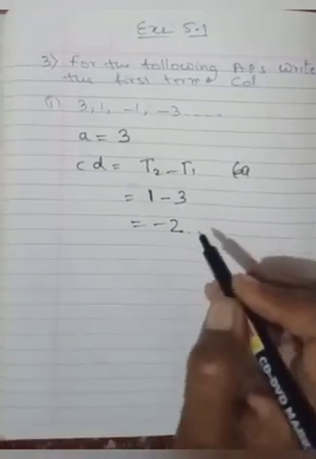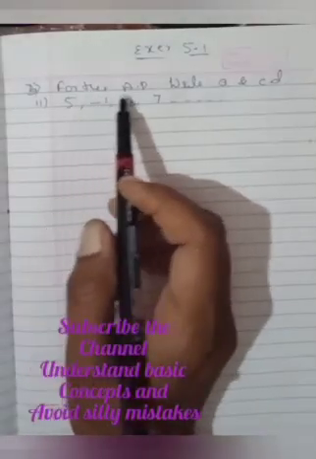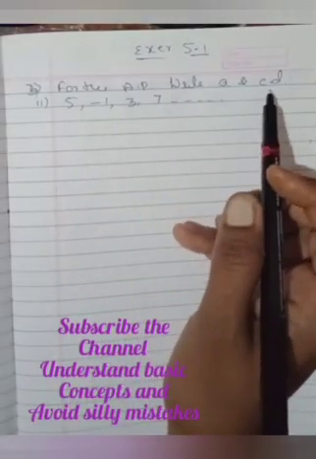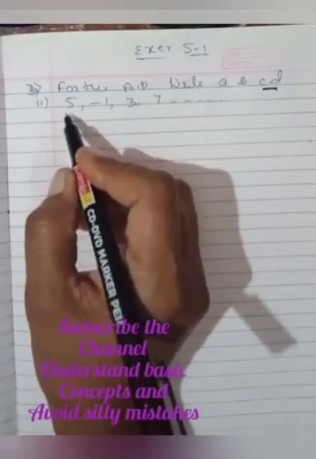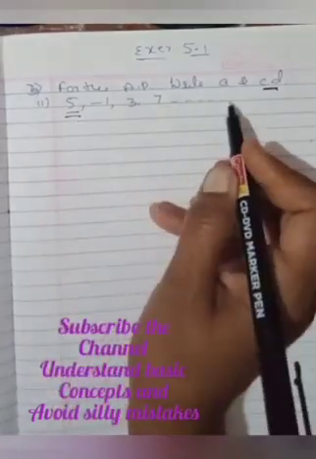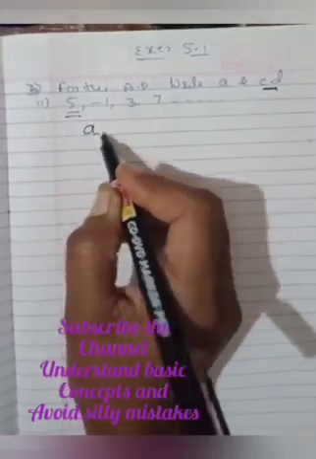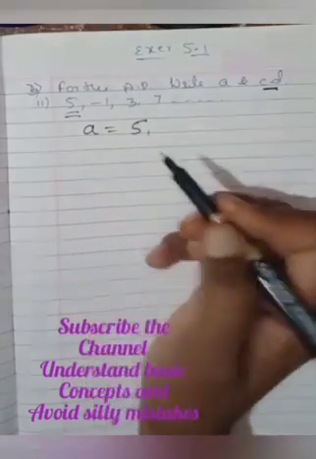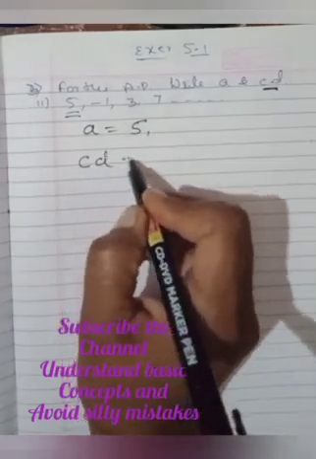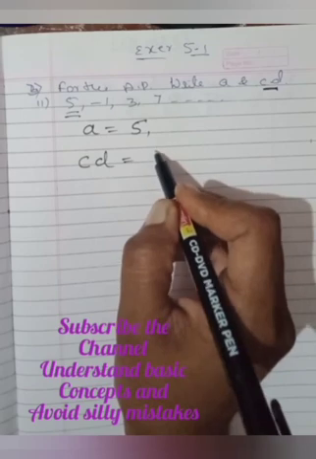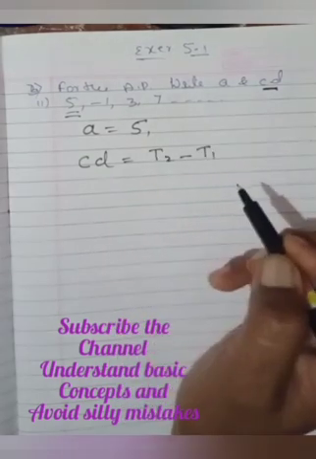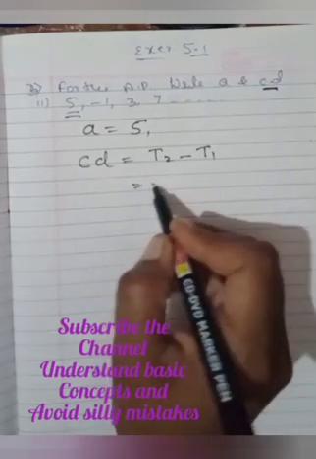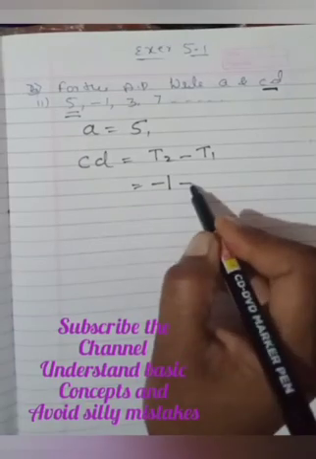Very simple problem. This problem for the AP, write A and CD. CD means common difference. A means the first term. This is the given AP. So what you are going to do here? A is equal to 5. You are writing. Very simple. Then the common difference CD is given by the second term subtracted by the first term. That is what? Very simple. Minus 1 is the second term, minus first term is 5.